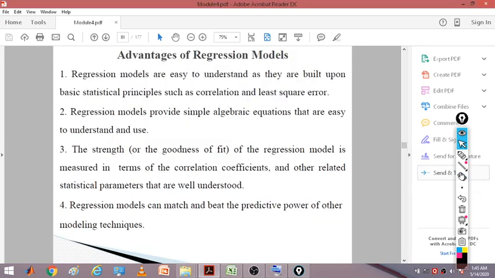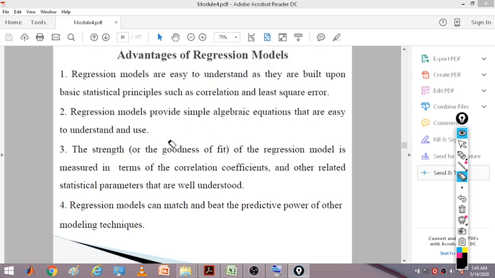So advantages of regression model. Regression models are easy to understand and built upon statistical principles such as correlation and least square error. Okay, easily you can understand and implement it by getting an equation. In the equation, the output of the equation, if you evaluate it, will be giving you the actual target variable. So regression models provide a simple algebraic equation that is easy to understand and use.